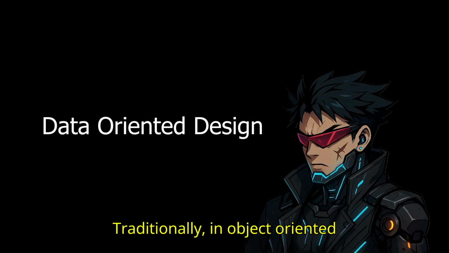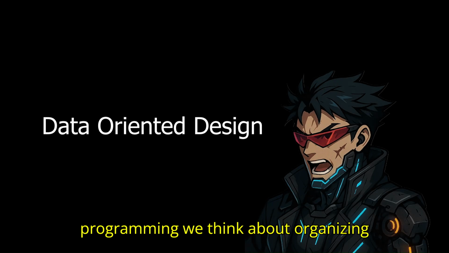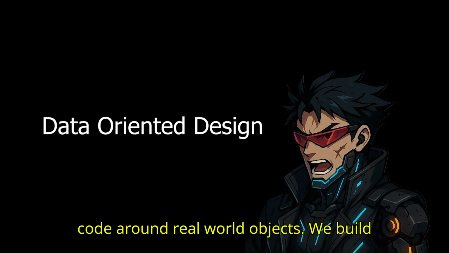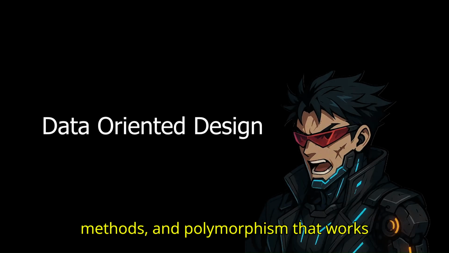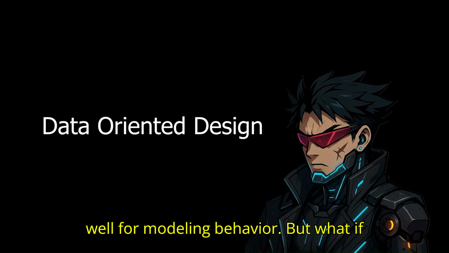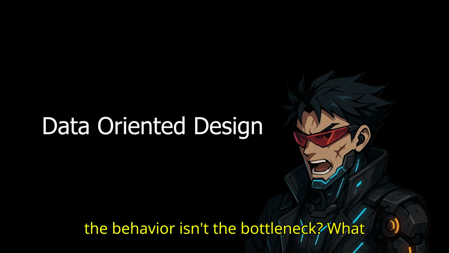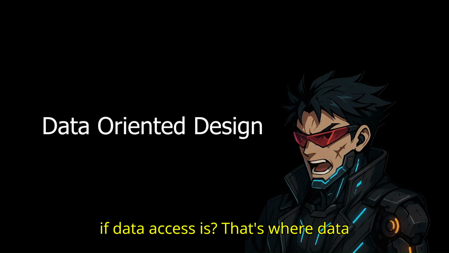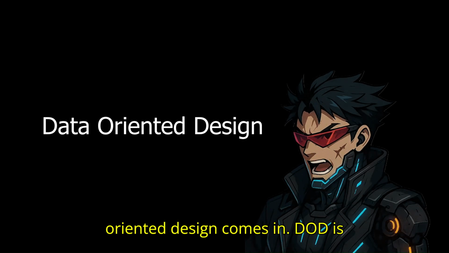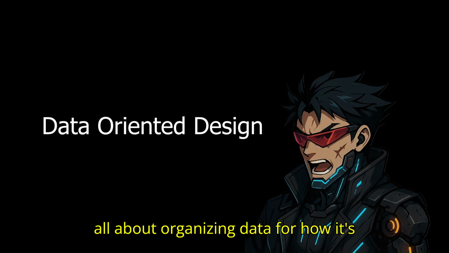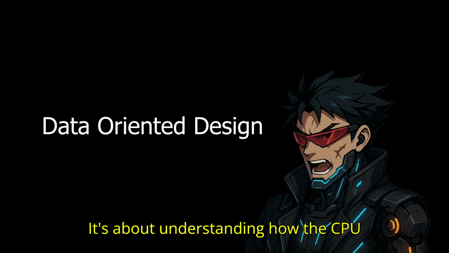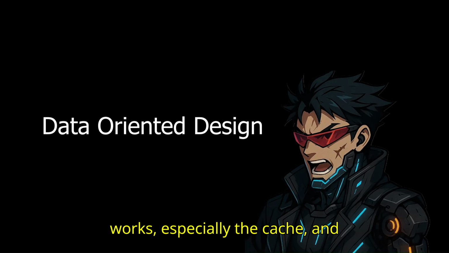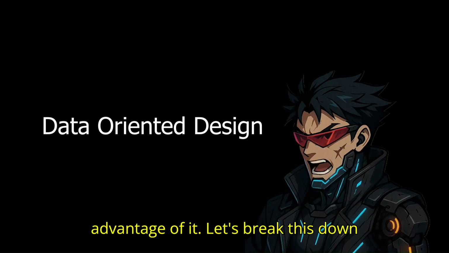Traditionally, in object-oriented programming, we think about organizing code around real-world objects. We build hierarchies with inheritance, virtual methods, and polymorphism. That works well for modeling behavior. But what if the behavior isn't the bottleneck? What if data access is? That's where data-oriented design comes in. DOD is all about organizing data for how it's used, not how it looks conceptually. It's about understanding how the CPU works, especially the cache, and designing your data structures to take advantage of it.